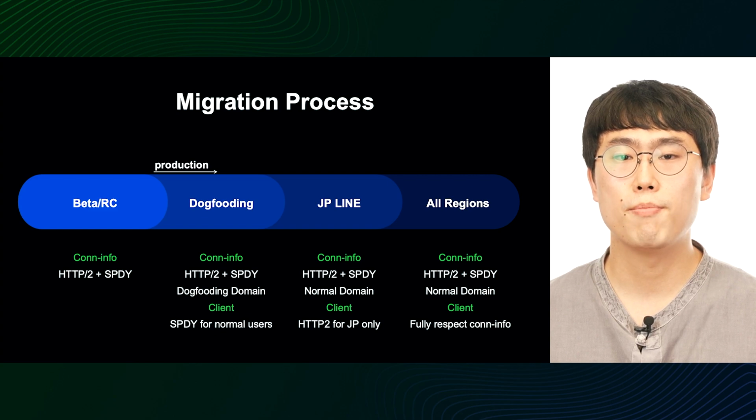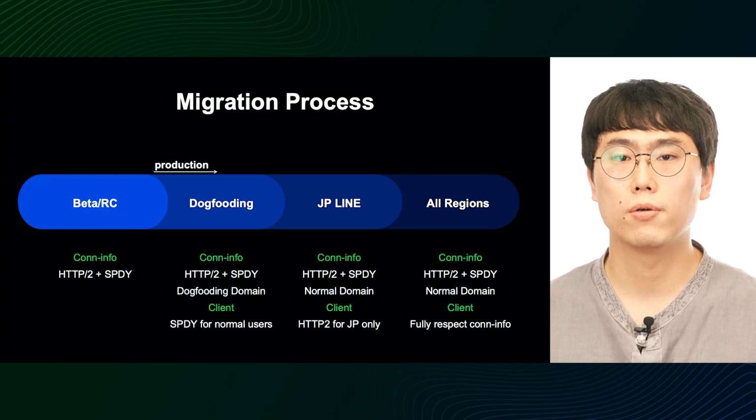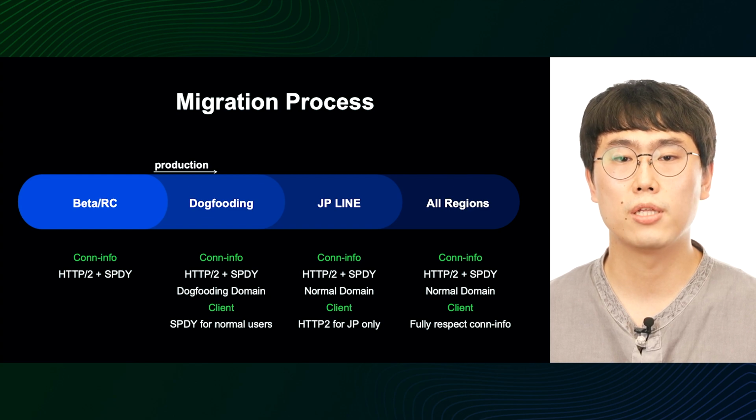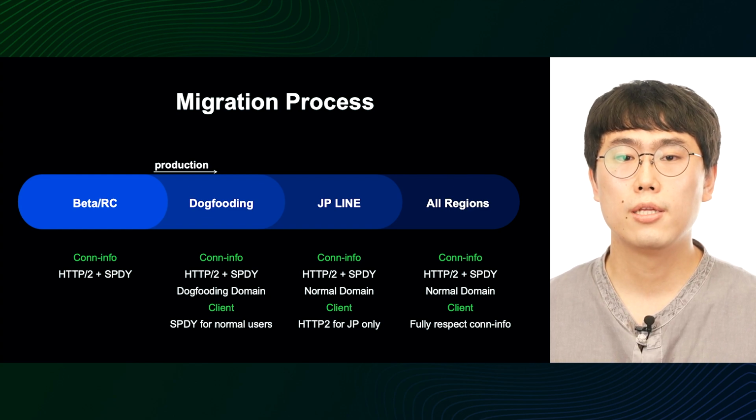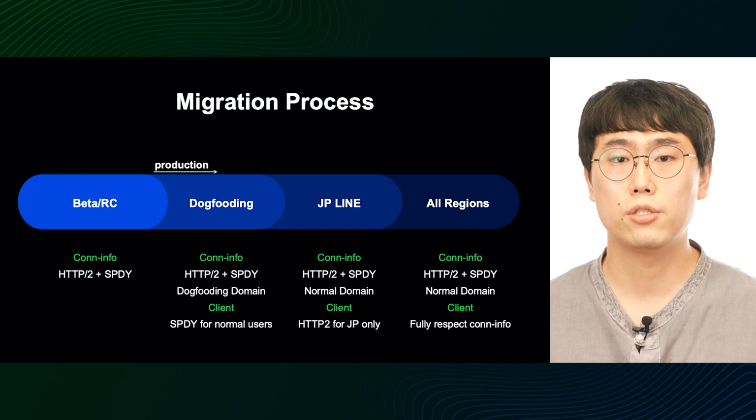CONINFO is used as the main tool for safe migration from SPDY to HTTP2. This is our step-by-step migration process. For all steps, connection info configures HTTP2 as the highest priority protocol with SPDY as fallback protocol. After beta and RC test, we released HTTP2 into production, but with a restriction. Unlike in beta and RC, clients are additionally configured to restrict users who can use HTTP2 in production.